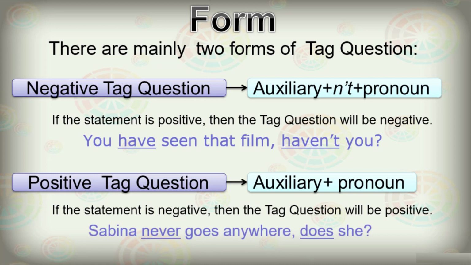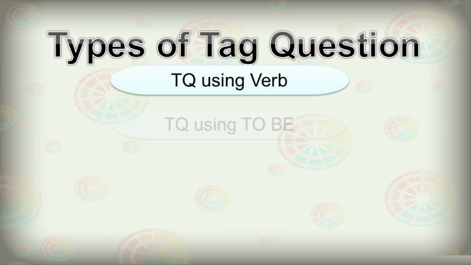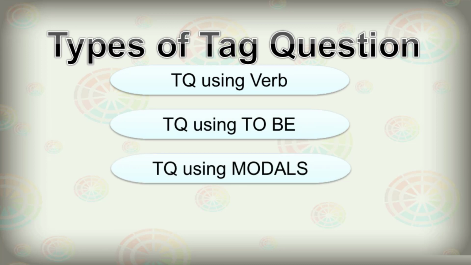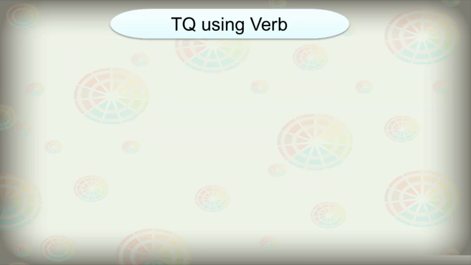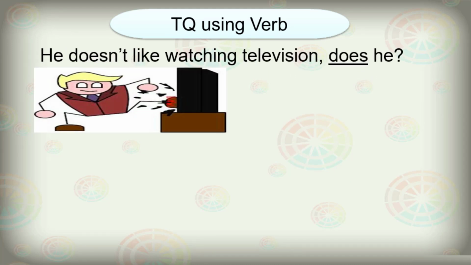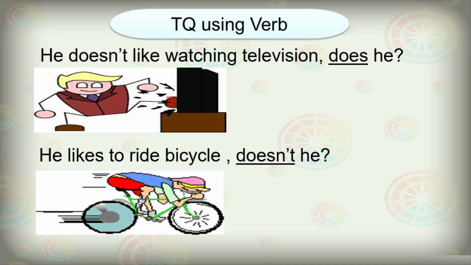Now the types of tag question. There are three types of tag question. Number 1, tag question using verb, tag question using to be, and tag question using modal verb. Now I am explaining tag question using verb. Listen carefully. He doesn't like watching television, does he? He likes to ride a bicycle, doesn't he?